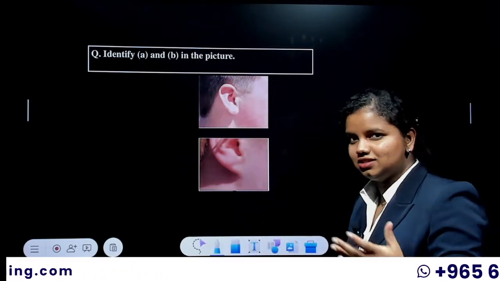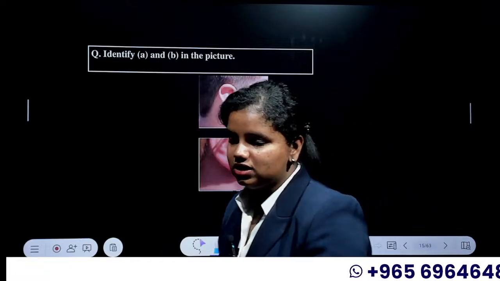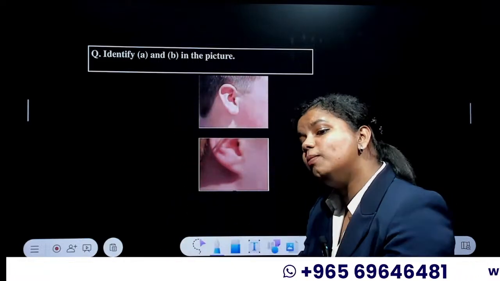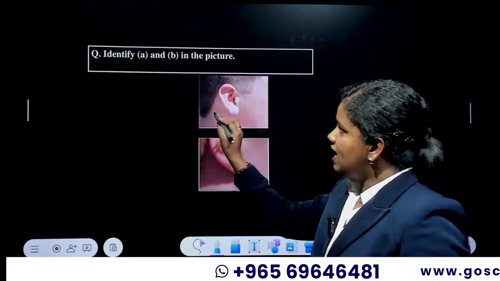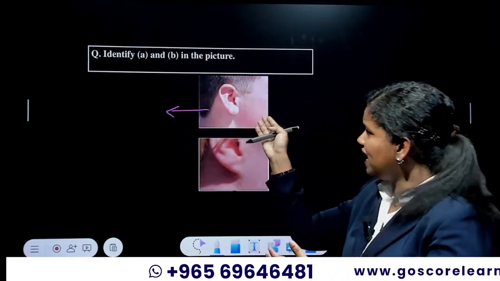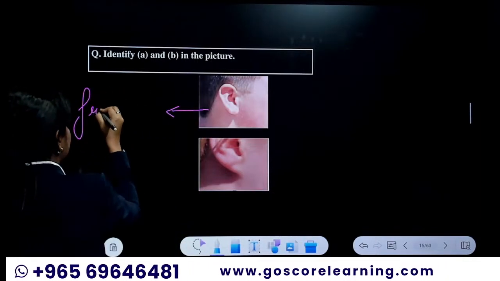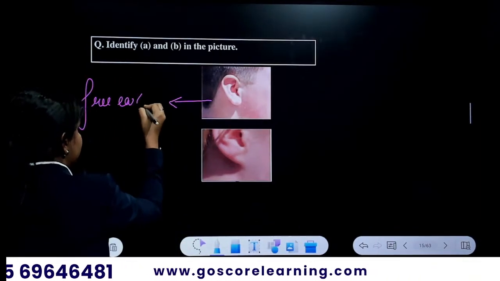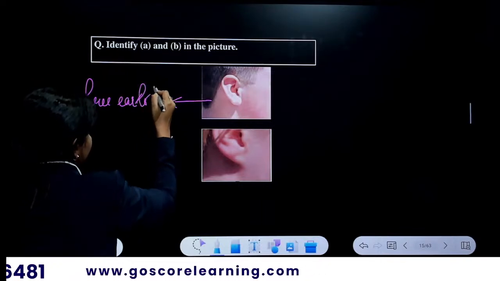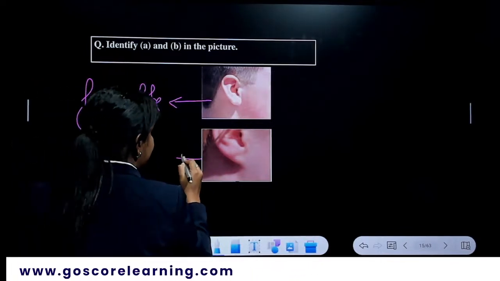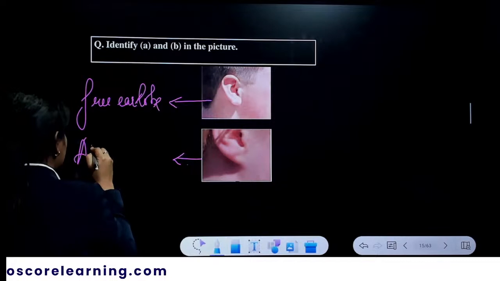And what is that answer? A is dash and B is dash. Put it in the comments. Okay, what is the answer? A is showing a free ear lobe, and B is showing an attached earlobe.